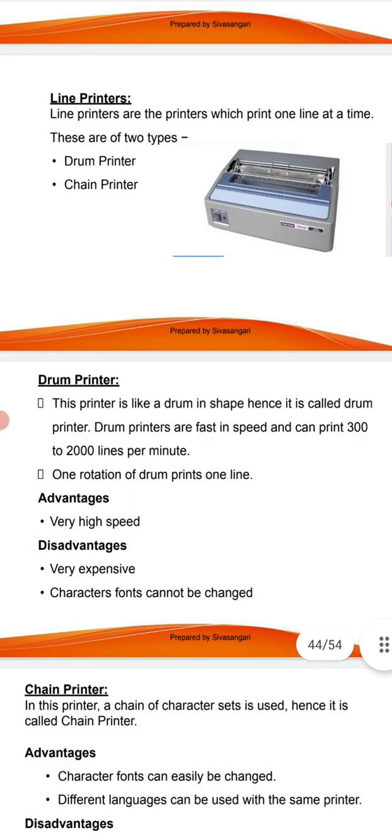Drum printer: this printer is in a drum shape, hence it is called drum printer. It prints fast in speed and can print up to 300 to 2000 lines per minute. One rotation of drum prints one line. Advantages of drum printer is it is very high in speed. Disadvantages: very expensive. Font cannot be changed.